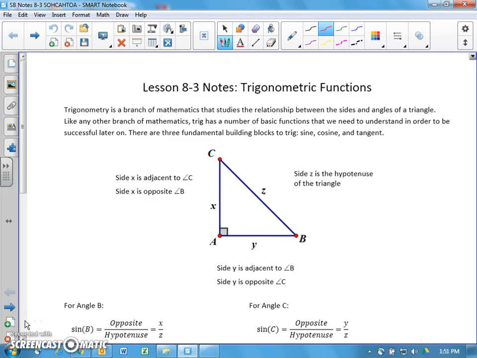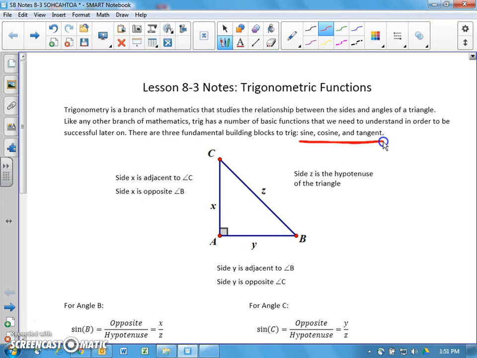Lesson 8.3, Trigonometric Functions. Trigonometry studies, among other things, the relationships between the sides and angles of a triangle. There are a lot of basic functions that we need to study, but the three we're going to focus on are sine, cosine, and tangent. To do this, we are focusing on right triangle trigonometry. It's a special branch of it. There's circle-based trig and other things like that, but we're going to focus on the right triangle here.